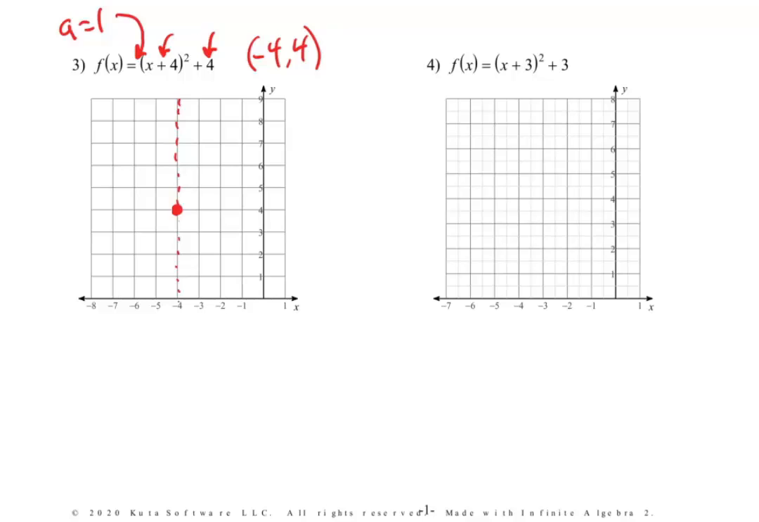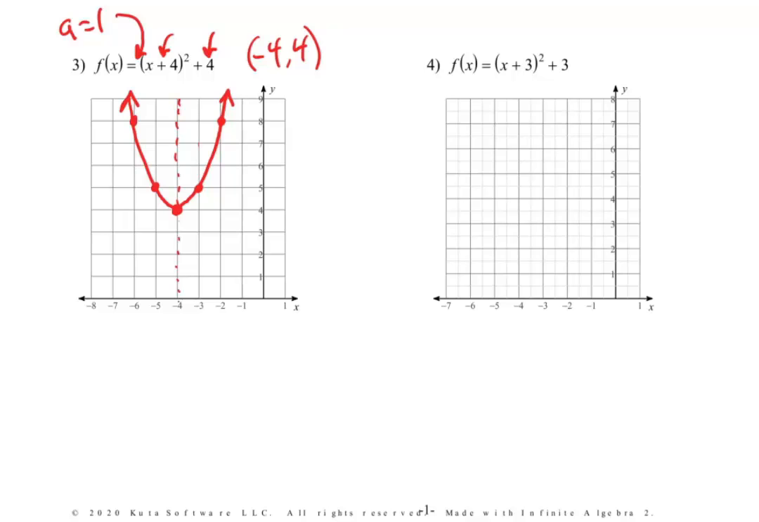I can put the rest of my dots by doing an odd number pattern. So if I go up 1 and over 1, then I can go up 3 and over 1. I do that on both sides of the axis of symmetry, and that gives me a really good look at the graph. This shortcut will work if the a value is 1 or negative 1.